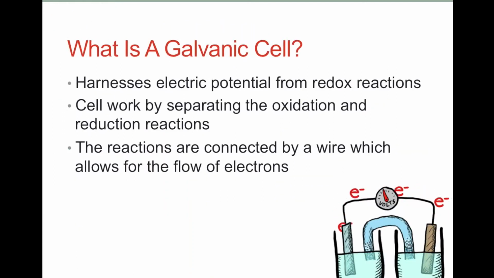To begin, let's discuss what a galvanic cell is. A galvanic cell is a type of battery that can harness electric potential from redox reactions. The cell works by separating out the oxidation reaction from the reduction reaction into separate containers. These containers are then connected together by a wire, which allows for the flow of electrons between the two half reactions. The reason these cells are so awesome is because they can be used to power things like a clock or a light bulb when they are connected in series to the cell.